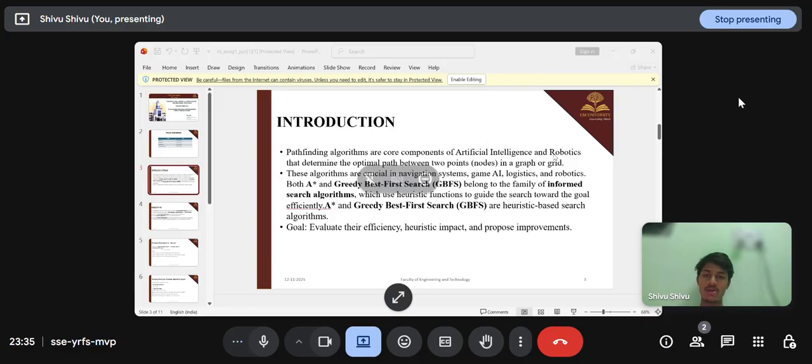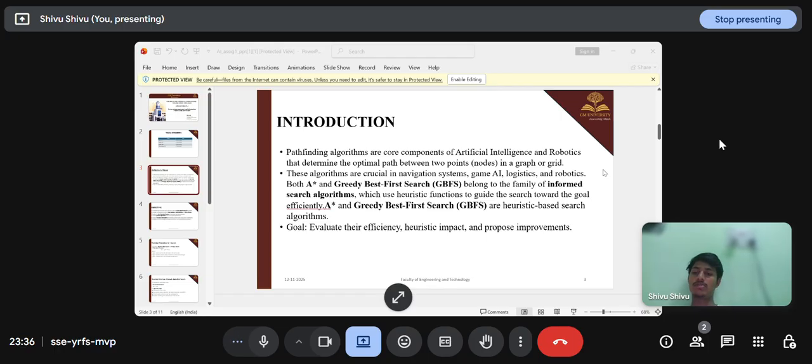And next point, these algorithms are crucial in navigation systems, games, AI, logistics, and robotics. Both A-star and greedy best first search belong to the family of informed search algorithms, which use heuristic functions to guide search toward global efficiency. A-star and greedy best first search are heuristic-based search algorithms. So this means they are used in many fields like GPS, games, and delivery and planning robots.